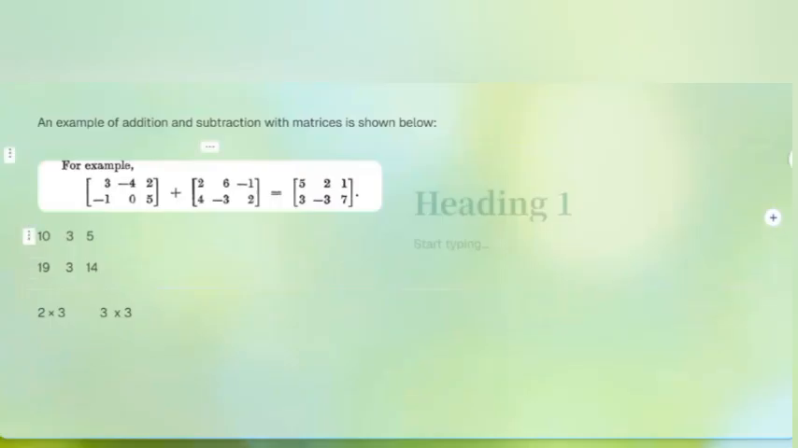Now, when I said in multiplication, these 2 will match, and then your final answer will be what? Take this one, 2, and then take this one at the end, 3. So your final answer will be a 2 by 3 matrix, which is what we have here: 2 rows and 3 columns. So your multiplication order is correct.